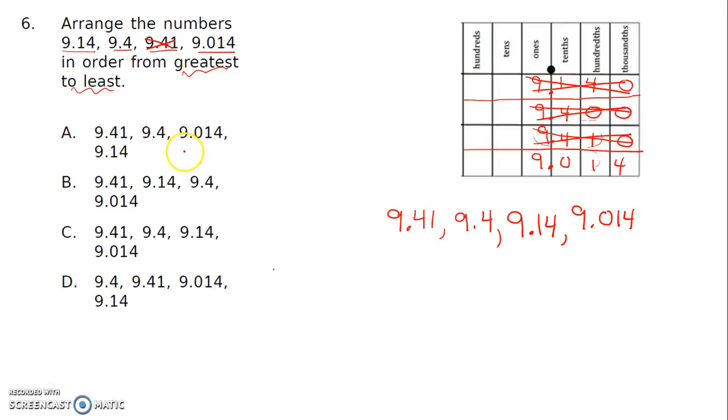So let's find the answer. 9 and 41 hundredths, 9 and 4 tenths, 9 and 14 hundredths, 9 and 14 thousandths. It looks like on the CR helper, C is the correct answer for number 6. I hope that helped, and you can always draw in your own place value chart when you're comparing decimals if necessary.